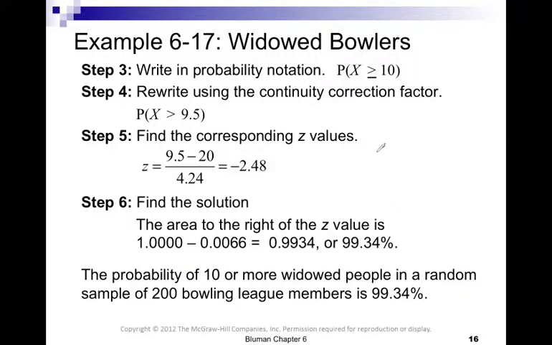Okay, and remember, we were looking down here, and what I found was this is 0.00, and they said 66. Okay, so the whole area is 1, so we're going to do 1 minus that to find here. So all this area here is 0.9934. So to get above 10%, remember we had our correction factor too. This was 9.5 we were looking at.